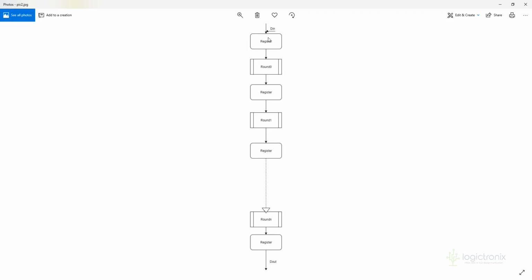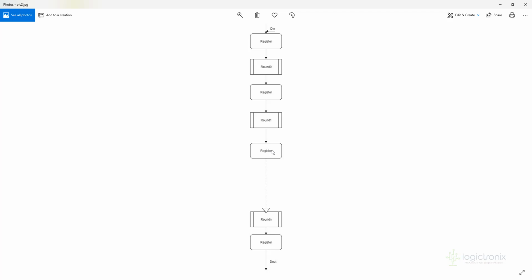So we will be able to give new input every clock cycle, and we will be getting output every clock cycle. And this is best in terms of performance. It has the highest throughput among any architecture, and we can clock up to very high frequency with this architecture.